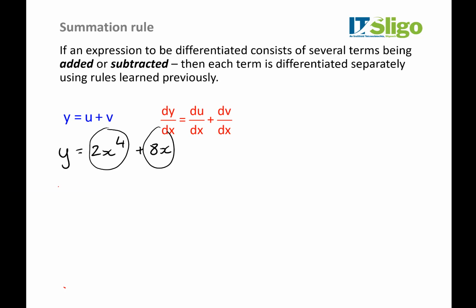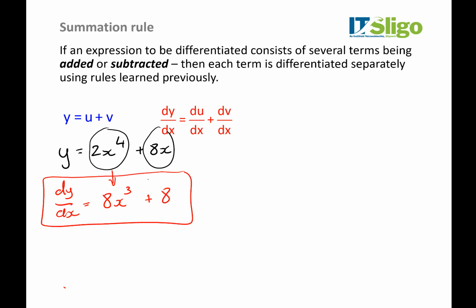So in this case, dy/dx, the power comes down, 4 comes down, multiplied by 2 gives us 8. Reduce the power by 1, or add minus 1 to the whole power. So that's the first one differentiated. And then when we differentiate 8x, this was rule 2, that'll simply become 8. So that's what this rule is saying: if there's lots of terms, remember a term is separated by a plus or minus sign, then we simply differentiate each term independently of each other.